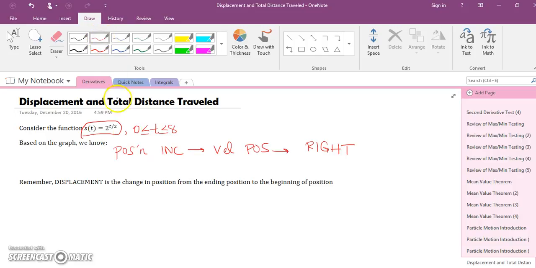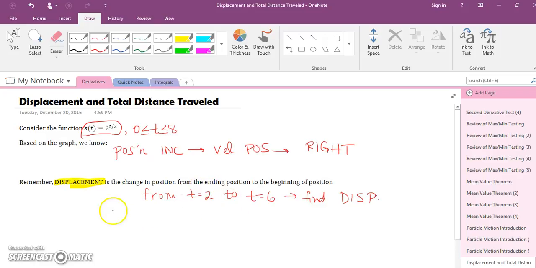So let's go back here and let's go ahead and find the displacement of this particle. Our goal is to find the displacement for t equals 2 to t equals 6. And in the first particle motion video, I told you displacement is the net change in position from the ending position to the beginning position, regardless of what happens in the middle. It doesn't matter if it repeats and goes back on itself many times. You just care about the net change in position.